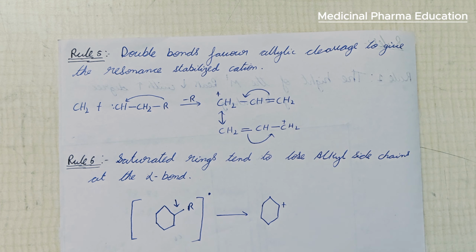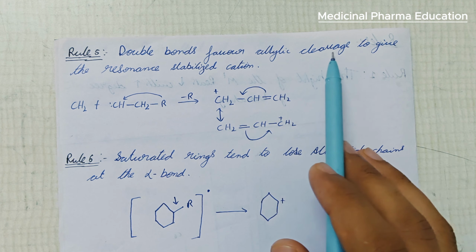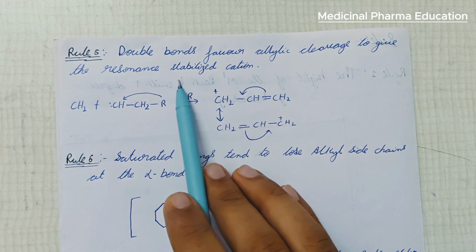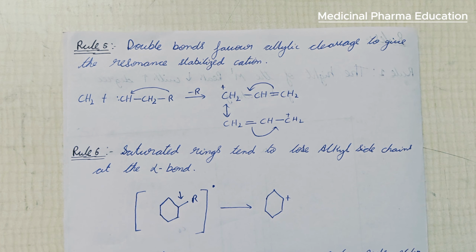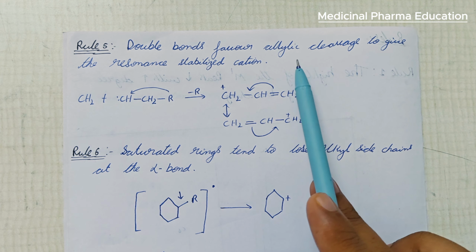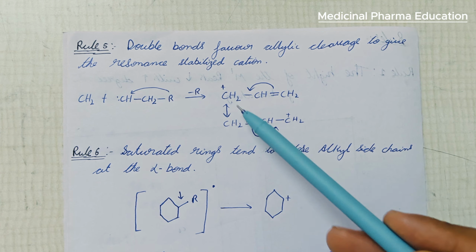Next, the fifth rule. A double bond favors allylic cleavage to give a resonance stabilized cation. See, here what happens if a double bond occurs: it forms a favorable allylic cleavage to give a resonance stabilized cation. This is the resonance stabilized cation.